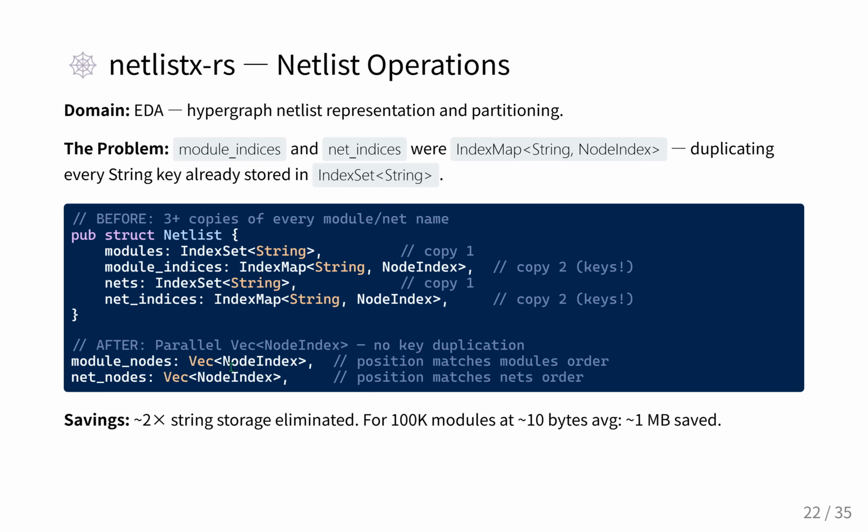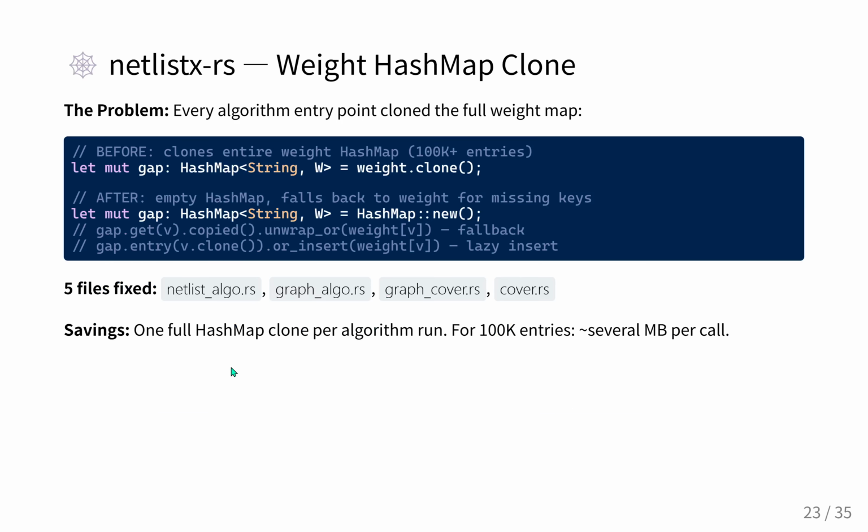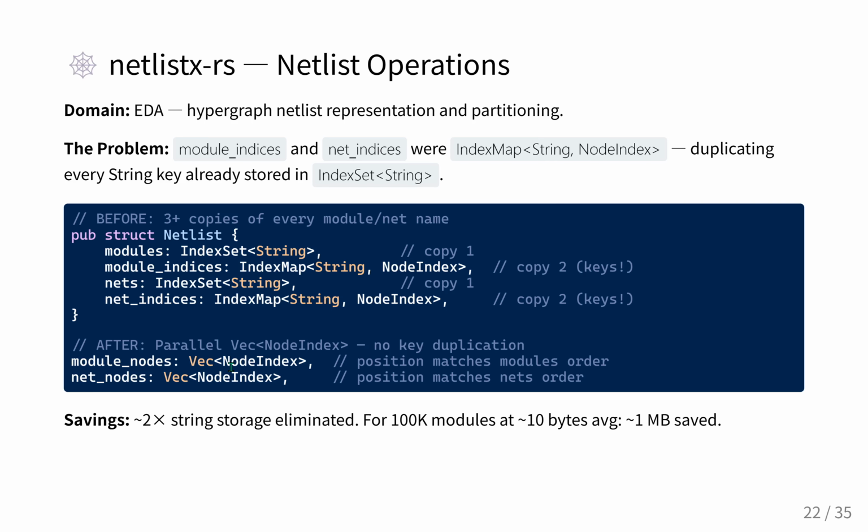Well, by splitting it, a lookup now requires 2 distinct operations, right? First, you have to hash the key and probe the index set to find the position. Right. Then you have to take that position and execute an array access on the vec to get the index. Why would doing 2 operations be faster and leaner than doing 1?